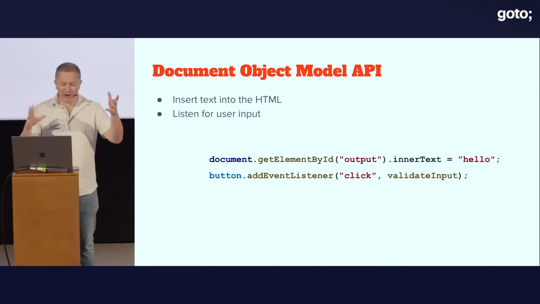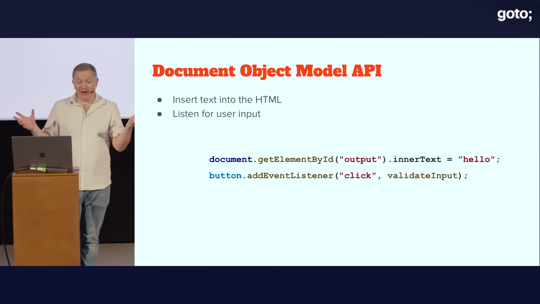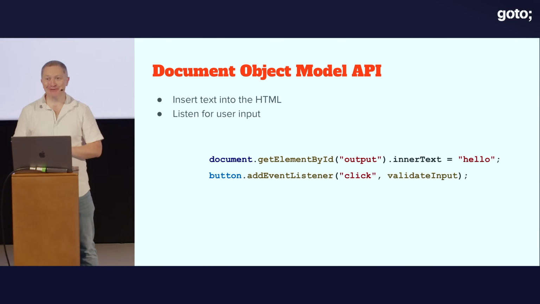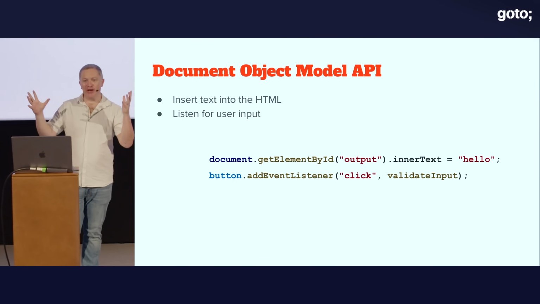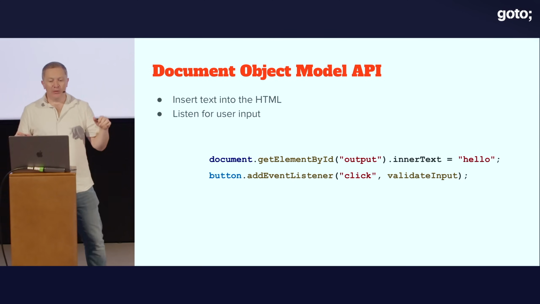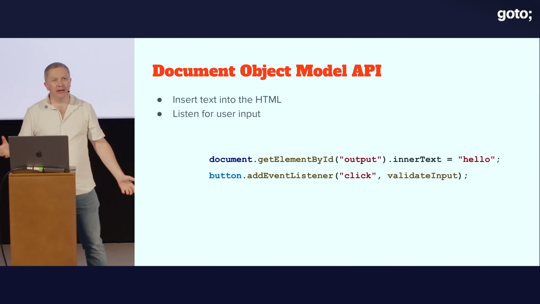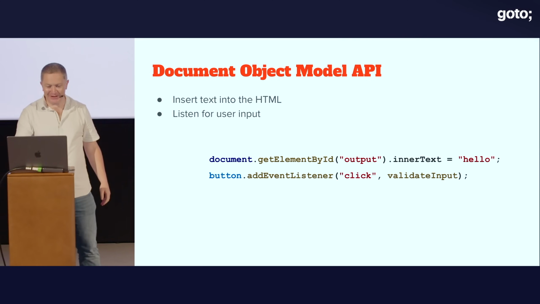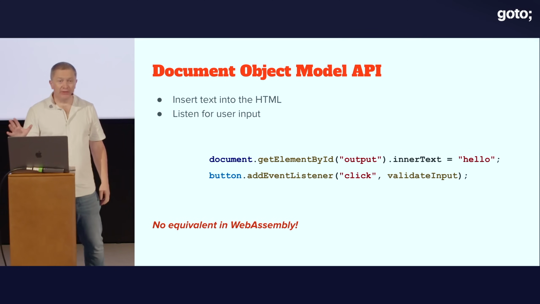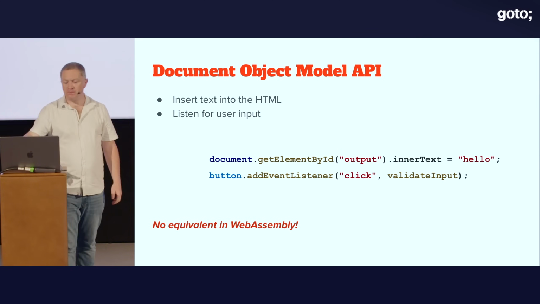So just what do I mean by APIs? It's all of the stuff you've used. You all put up your hands as web developers, so you've definitely used this stuff. One of the most famous web APIs is the document object model, the DOM, which lets you insert text into the HTML and listen for user input and stuff like that. So you'll probably recognize getElementById. There's no equivalent to this in WebAssembly.